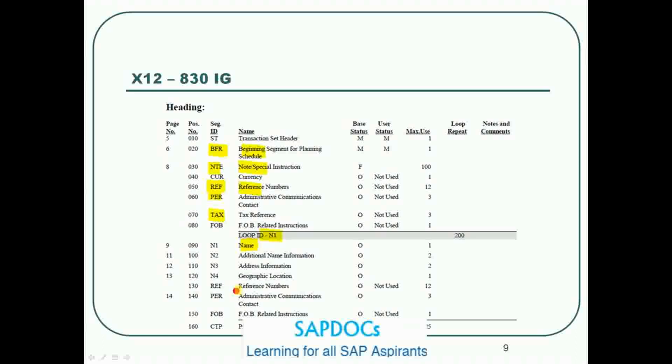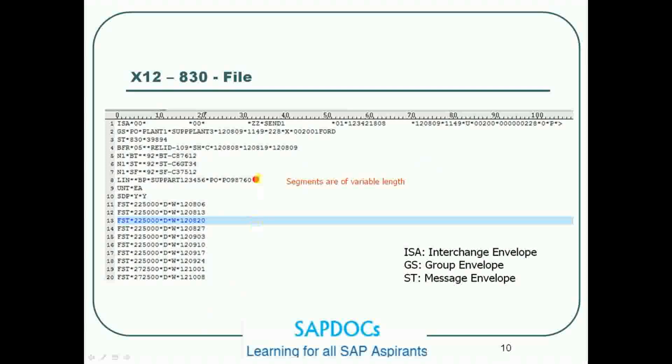Now let's take a look at the sample file, and as you can see in the sample file, there are 3 different segments of the file that we did not see in the IG in the previous slide. These 3 segments, ISA, GS, and ST, are called envelopes.